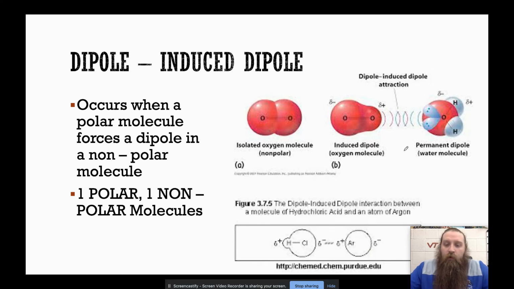We see another one right here between argon, which is a noble gas, totally inert, shouldn't interact with anything. But if you put hydrochloric acid near it, the chlorine atom, all right, right here, it has this negative side. It's going to force electrons on argon away, and it's going to actually attract towards the nucleus of argon, which is positive. So that's a dipole-induced dipole interaction, a van der Waals force.